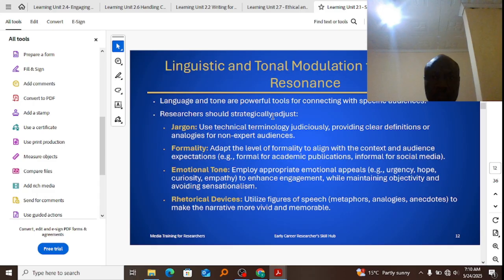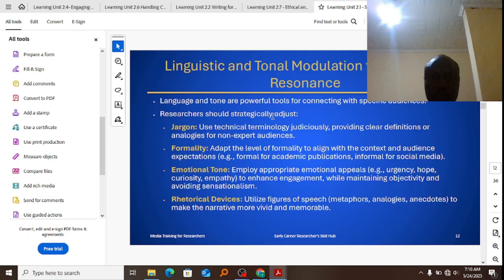Then we move to linguistic and tonal modulation for audience resonance. Language and tone are powerful tools for connecting with specific audiences. Researchers should strategically adjust jargon, using technical terminology judiciously, providing clear definitions or analogies for non-expert audiences. Use simple language to communicate your research or your findings. Formality: adapt the level of formality to align with the context and audience expectations. Formal for academic publications, informal for social media.